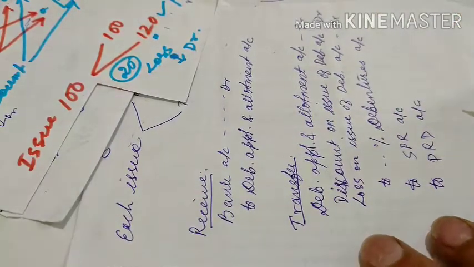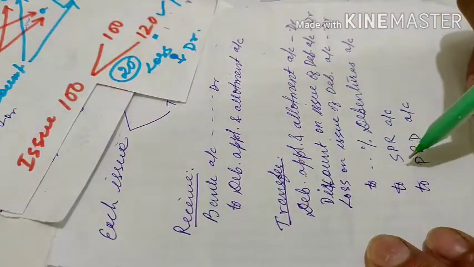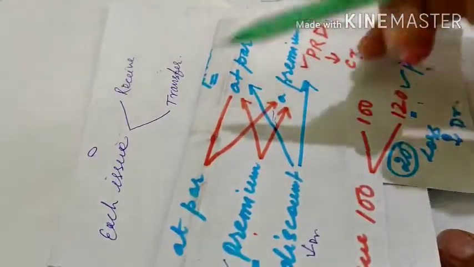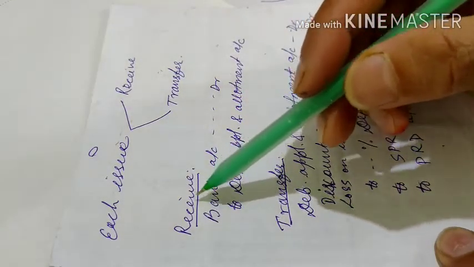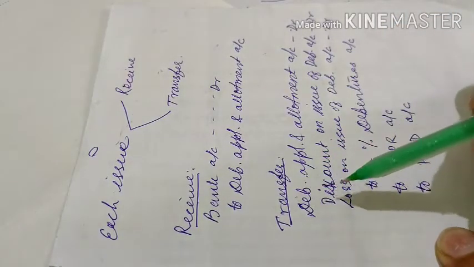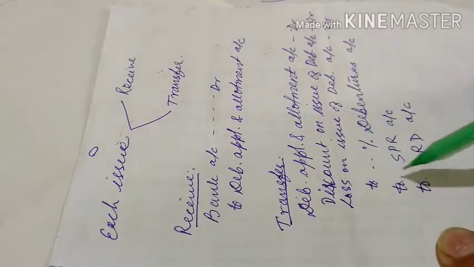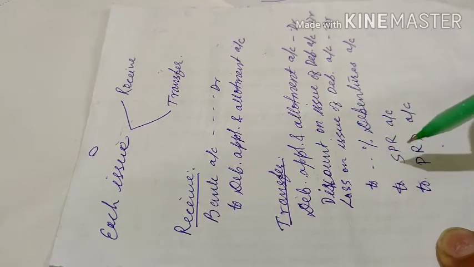Now in case of transfer, you don't need to write all the journal entries that I have shown you here. These entries depend on how it is issued and how it is redeemed. Each time you need to write the journal entry regarding receive and transfer. But regarding transfer, this discount, loss, SPR, PRD will depend on the question. If this information is provided in the question, then this will be figured out in the journal. Otherwise, you don't need to write.